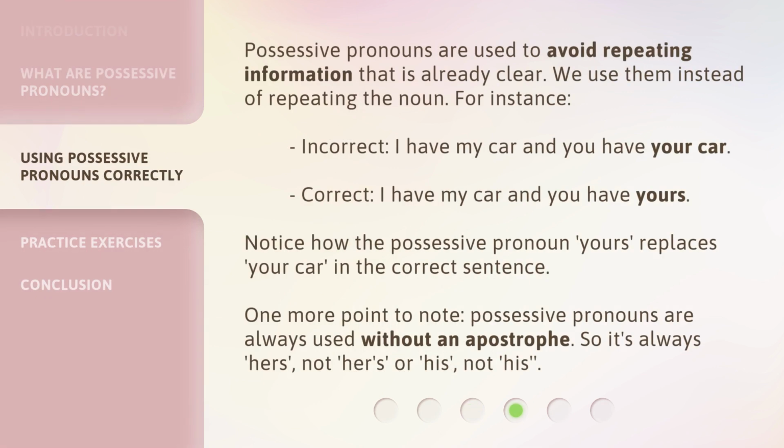Possessive pronouns are used to avoid repeating information that is already clear. We use them instead of repeating the noun. For instance, incorrect: I have my car and you have your car. Correct: I have my car and you have yours. Notice how the possessive pronoun, yours, replaces your car in the correct sentence.